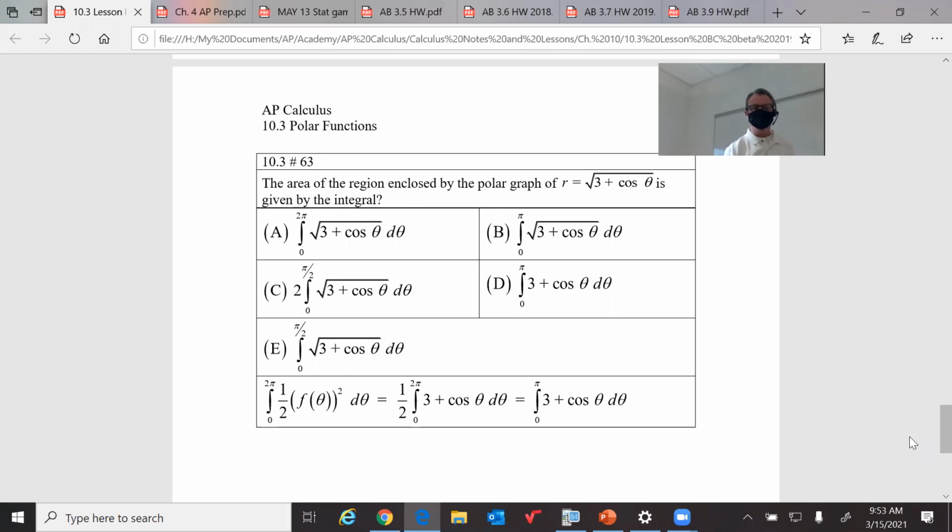So what happened? Well, the graph's symmetric. So if you went from 0 to pi, what did we do? When you square this, it gets rid of the root sign, and you just have 3 plus cosine theta, 1/2 that from 0 to 2 pi. So instead of taking 1/2 that from 0 to 2 pi, if you just take that from 0 to pi, you would have the same answer, which was D. That make sense?